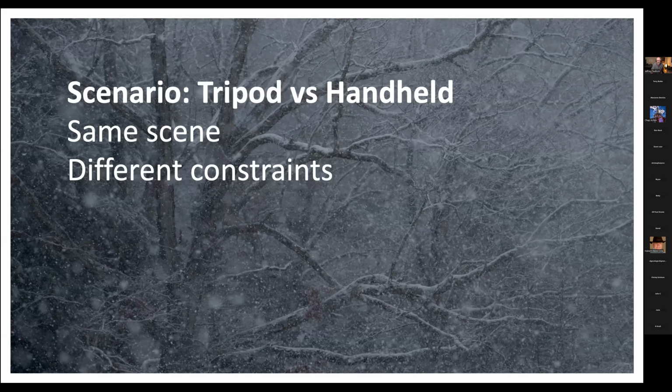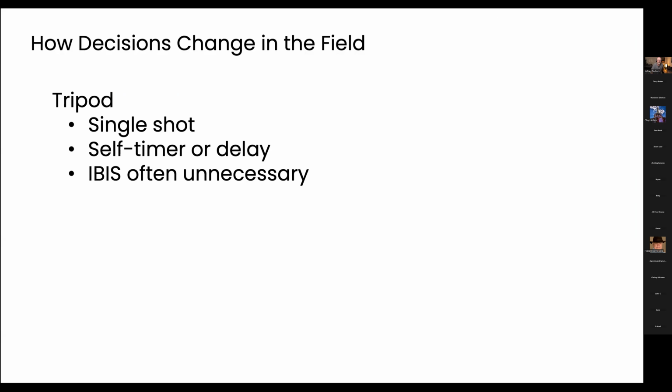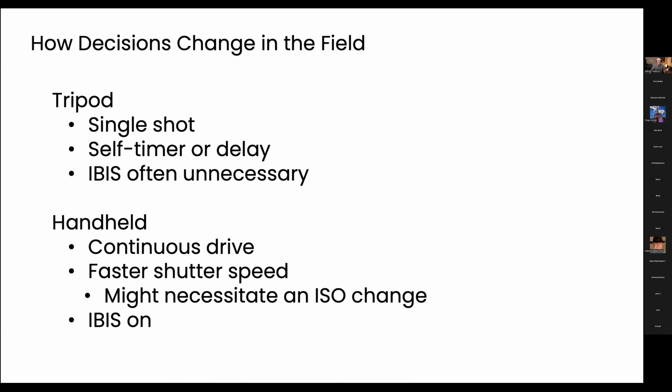And just one scenario here real quick, we're going to do tripod versus handheld, considering it's the same scene, different constraints, how decisions change in the field. So on a tripod, probably looking at a single shot, self-timer or delay, and then you probably don't need IBIS on a tripod. So again, all of these should have been quick settings. They're easy to change. If I'm on a tripod and suddenly I'm going to take it off and move, I have 3 settings I want to change.